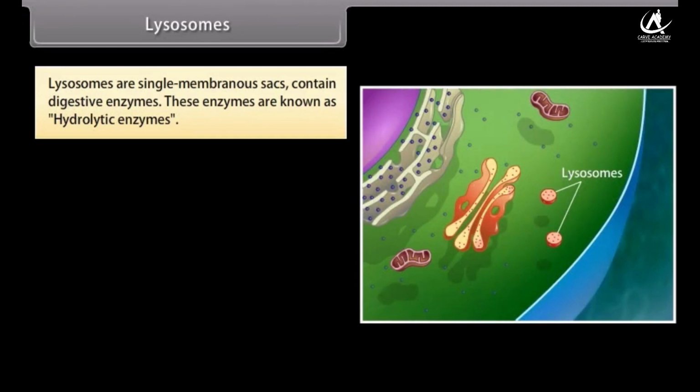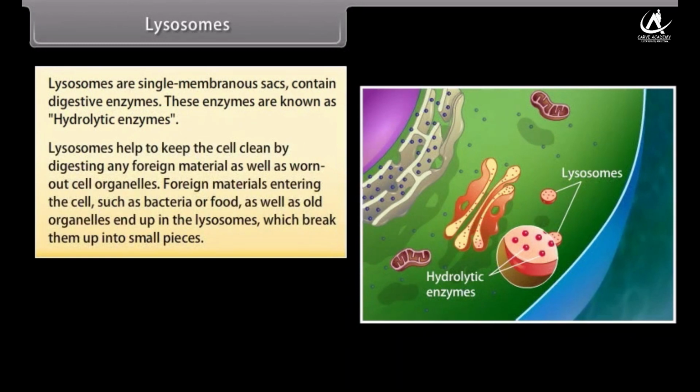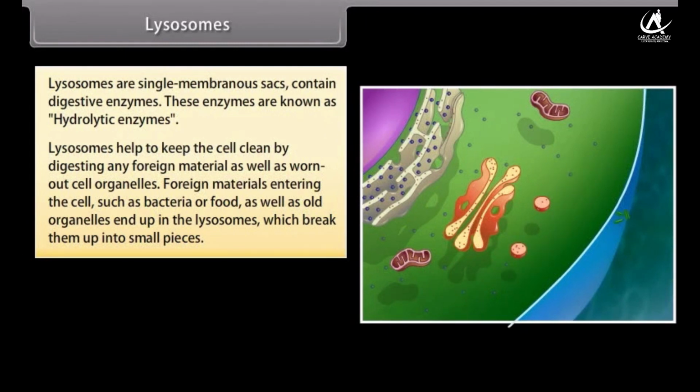Lysosomes. Lysosomes are single membranous sacs containing digestive enzymes. These enzymes are known as hydrolytic enzymes. Lysosomes help to keep the cell clean by digesting any foreign material as well as worn-out cell organelles. Foreign materials entering the cell, such as bacteria or food, as well as old organelles end up in the lysosomes, which break them up into small pieces.